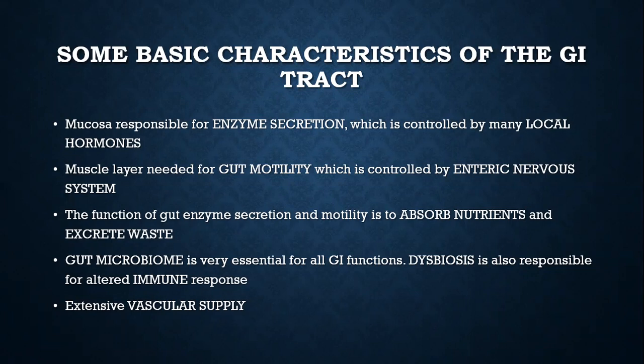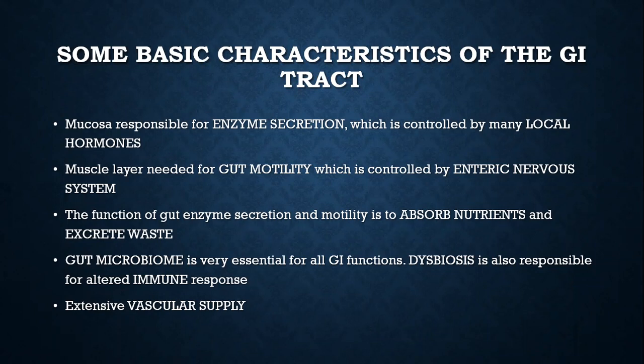The newer updates which are coming about the GIT talk about the gut microbiome. That is all the beneficial bacteria which are present in the GIT. If this normal GI microbiome is changed, it is called dysbiosis. We know very well when the normalcy changes, it leads to some amount of immunity or inflammation happening there, which can also cause diseases. Another important aspect of GIT is it has an extensive vascular supply.